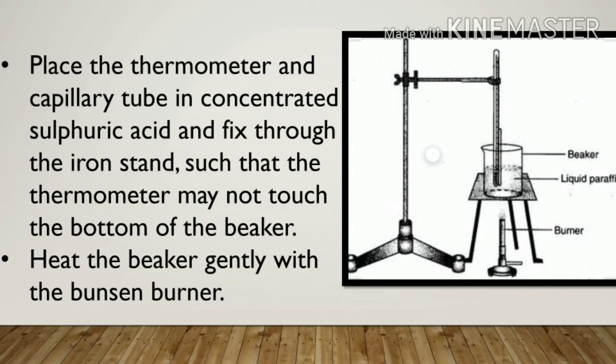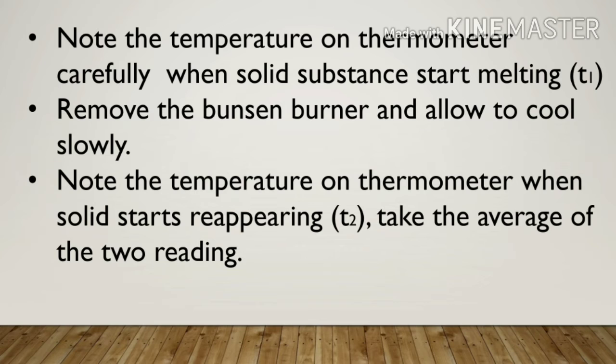Place the thermometer and the capillary tube in the concentrated sulfuric acid and fix them with the iron stand such that the thermometer does not touch the bottom of the beaker, as you can see in the figure, and then heat the beaker gently with the Bunsen burner. After that, note the temperature on the thermometer carefully.